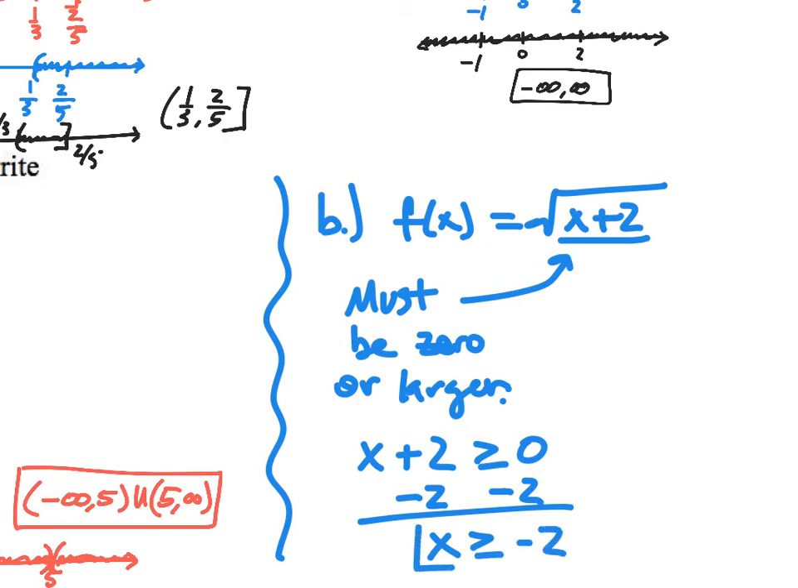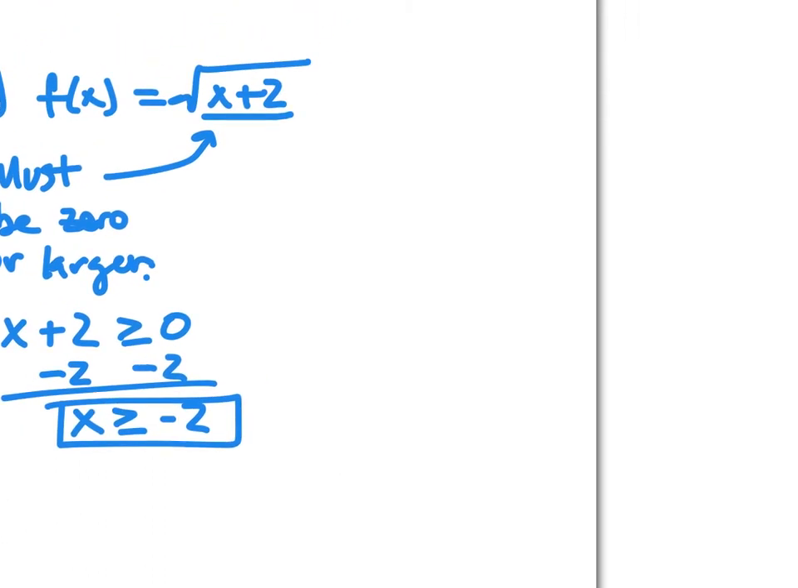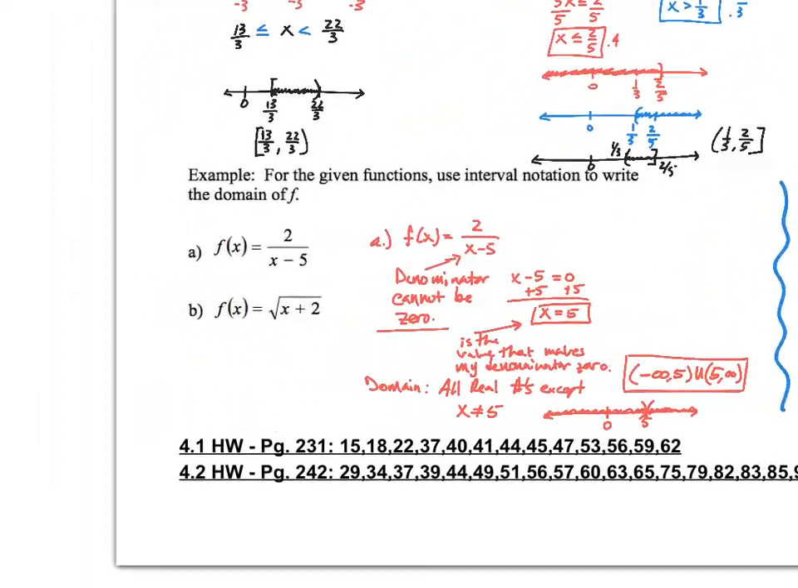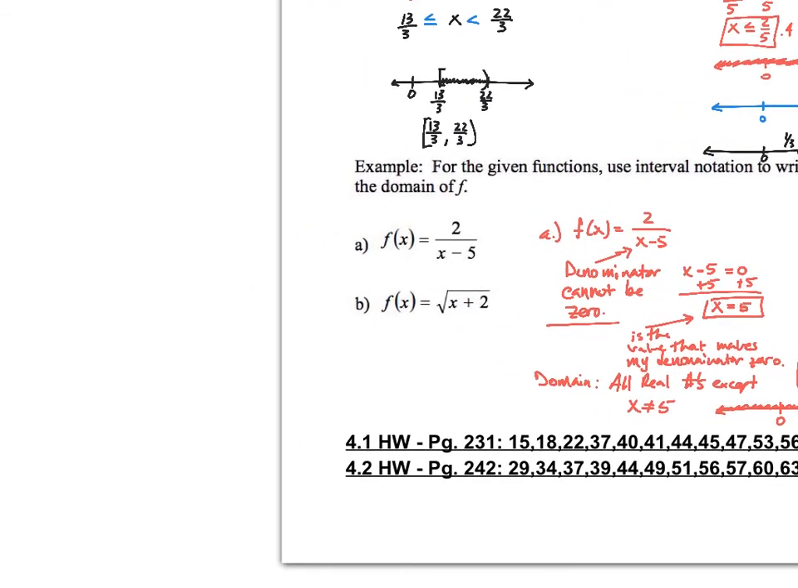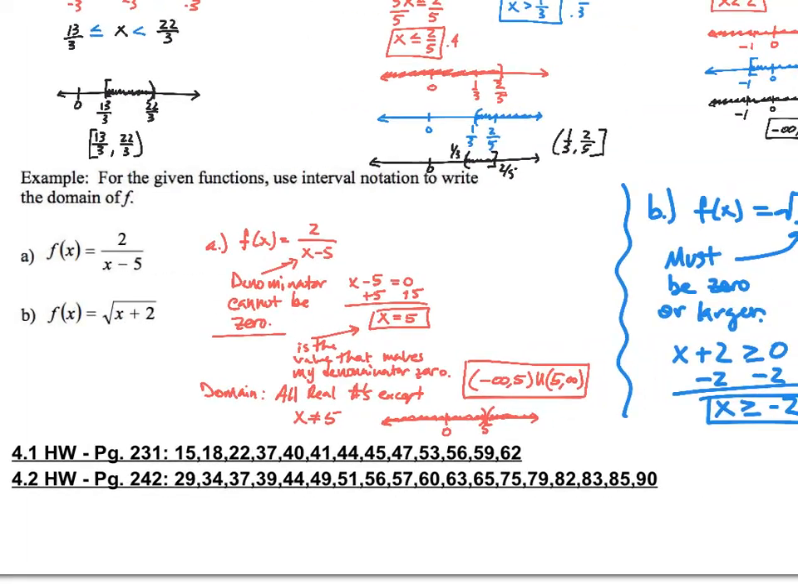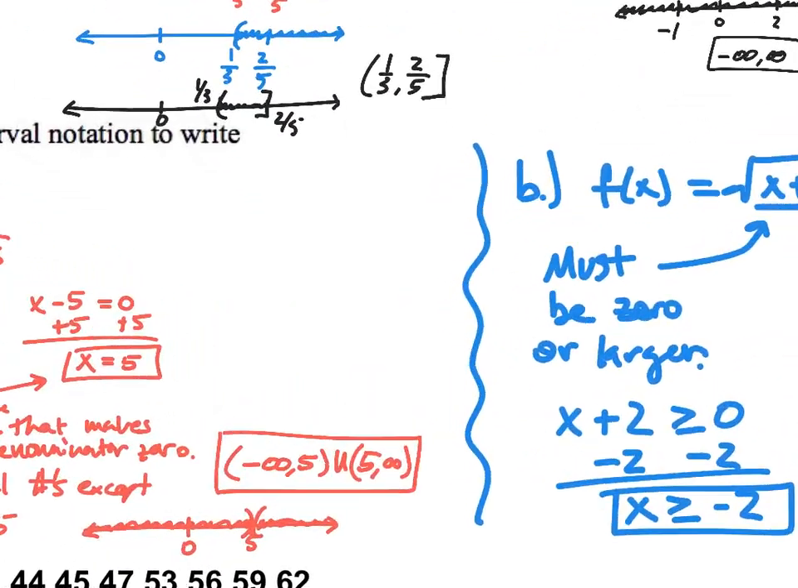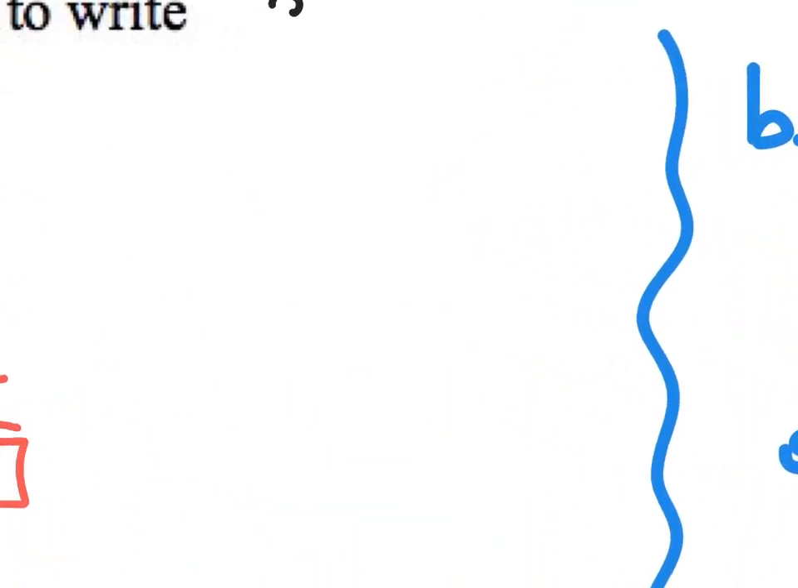To graph this isn't too bad. I'm going to put my 0 here, put my negative 2 here, and we're going to be at least at negative 2 and shade to the right. And so let's look at something else here. Let me graph both of these on Desmos and take a look at them. So let's come over here. Let me paste this in up here to show you.